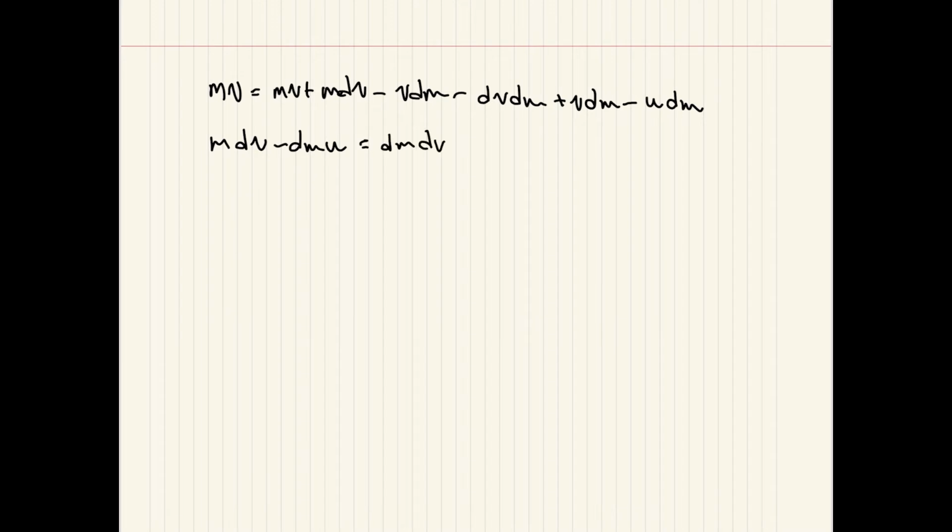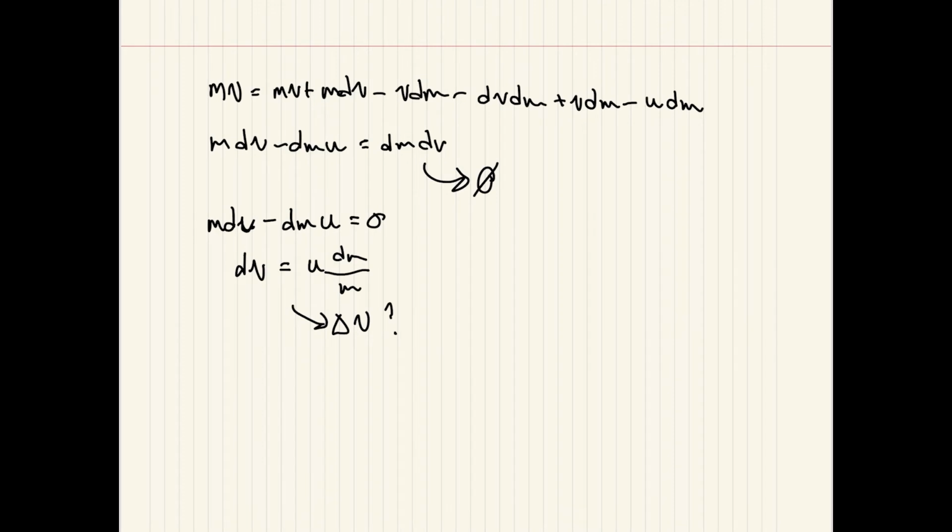Then we would simplify further, which gives m dv minus u dm equals dm dv. We know there are two differentials being multiplied, which are both approaching 0, so it'll be a very small number, and we can assume it to be 0. Then we rewrite the equation as m dv minus u dm equals 0. And then we can rearrange for dv. So we get dv equals u dm over m.